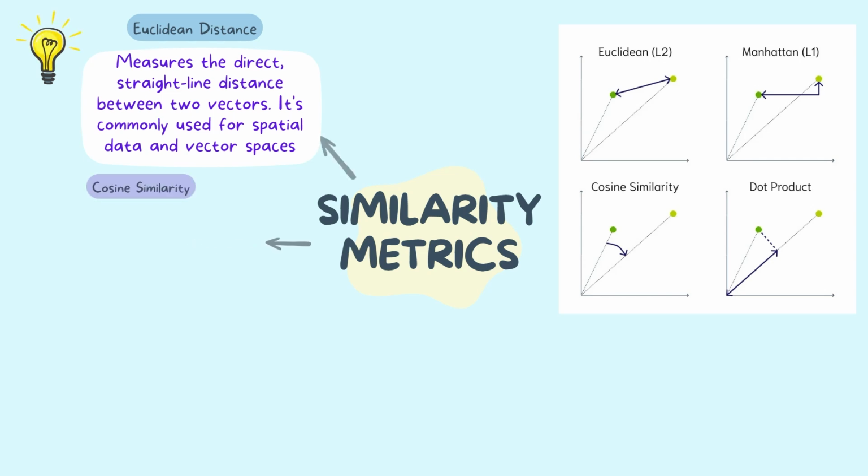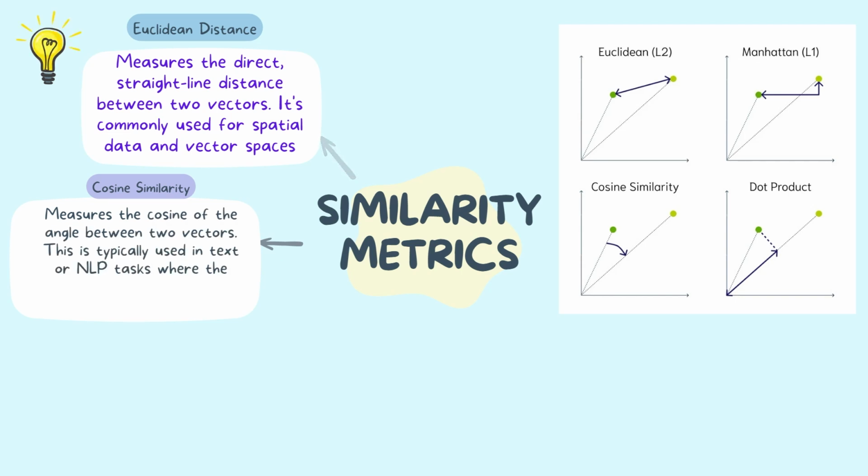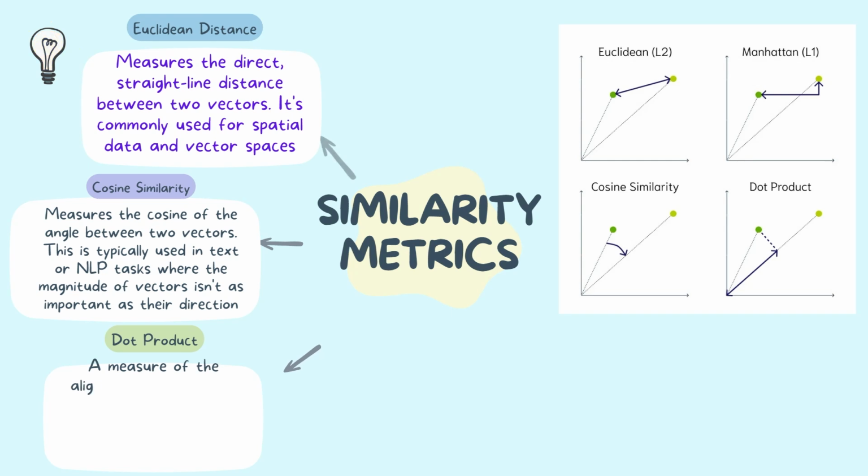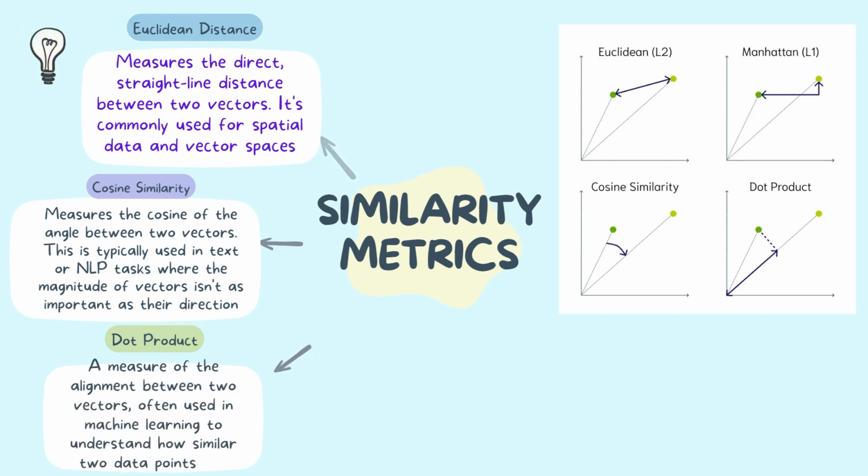Cosine similarity. It measures the cosine of the angle between two vectors. This is typically used in text or NLP tasks where the magnitude of the vector isn't as important as its direction. Dot product. A measure of the alignment between two vectors, often used in machine learning to understand how similar two data points are. And Manhattan distance algorithm.